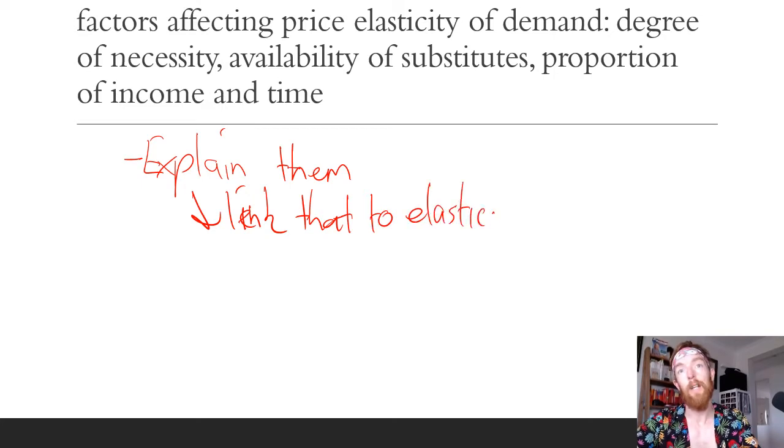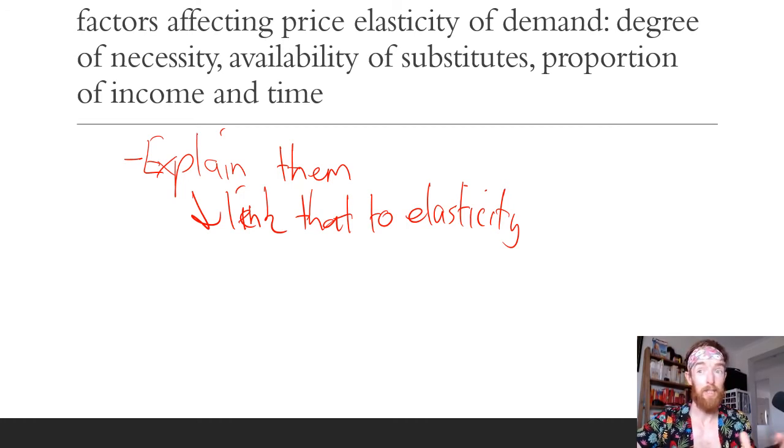So why degree of necessity would mean that a large change in price only affects quantity demanded a little bit, or why the availability of substitutes might impact that. Why time would be a big factor, so why things would be inelastic in the short term, but elastic in the long term.